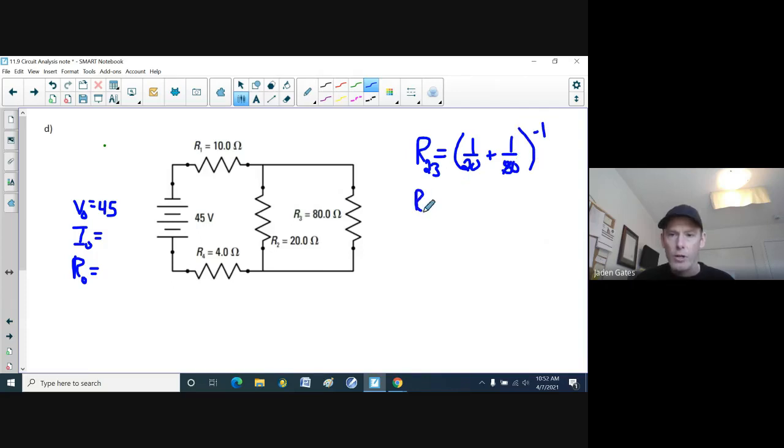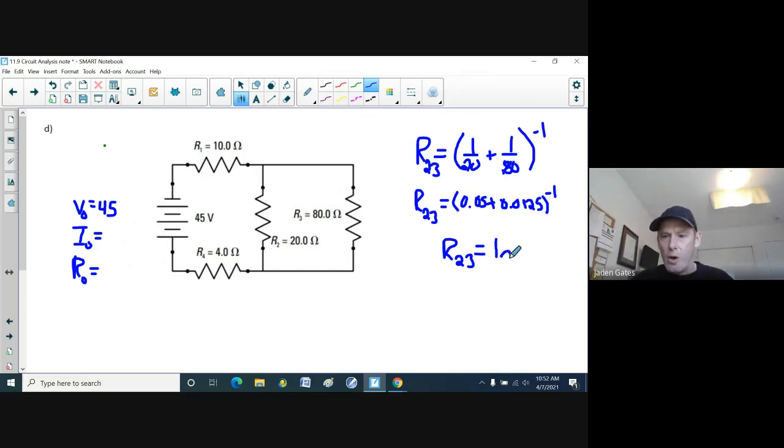So let's see here, R23, what am I getting here? 1 over 20, that's a small number. It is 0.05. 1 over 80, I get, let's see here. I'm going to go right to a bunch of decimals because I want to get this accurate. 0.0125. All right, so I'm going to have to add those numbers up and then take it to the power of -1. And I end up with, let's see here.